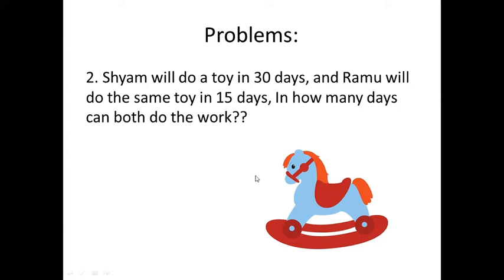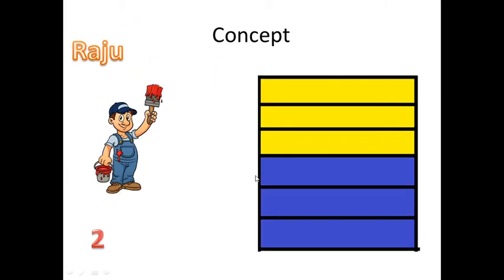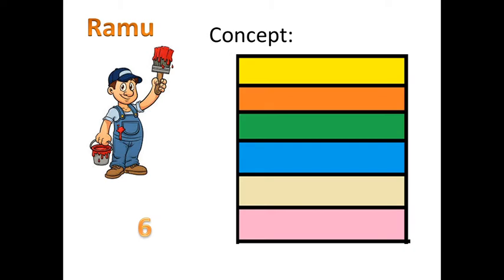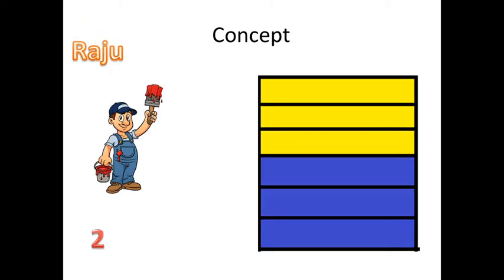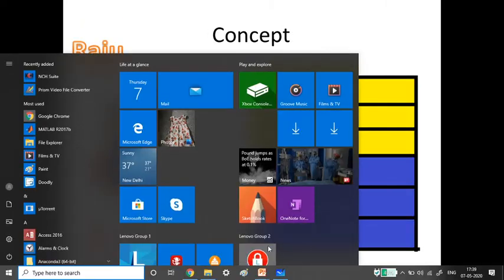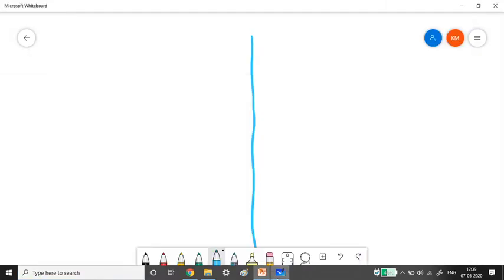I'm taking you to the previous example, where Ramu does it in 6 days and Raju does it in 2 days. With this kind of example I'm going to solve it. Just see here.